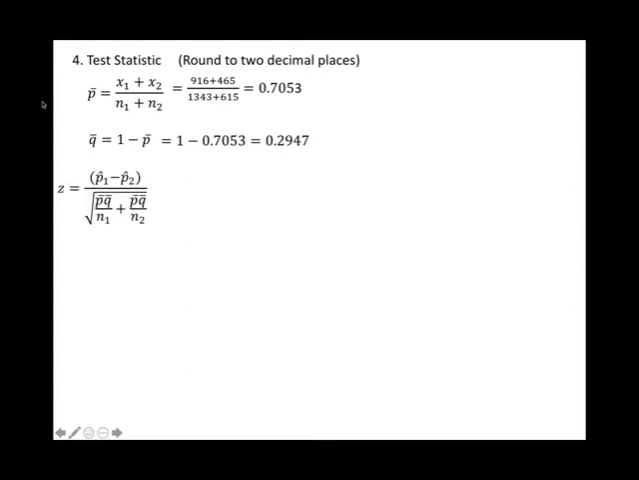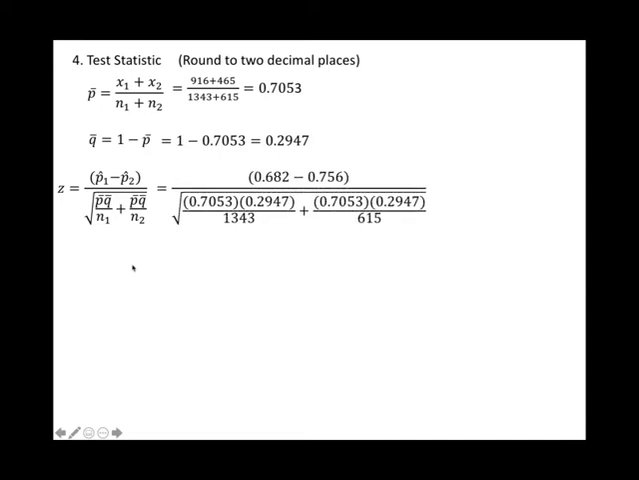Okay, plug into the test statistic formula. We already found the sample proportion 1 and the sample proportion 2, so we have the pooled sample proportion here. Plug it in and use your calculator. You should get negative 3.33.